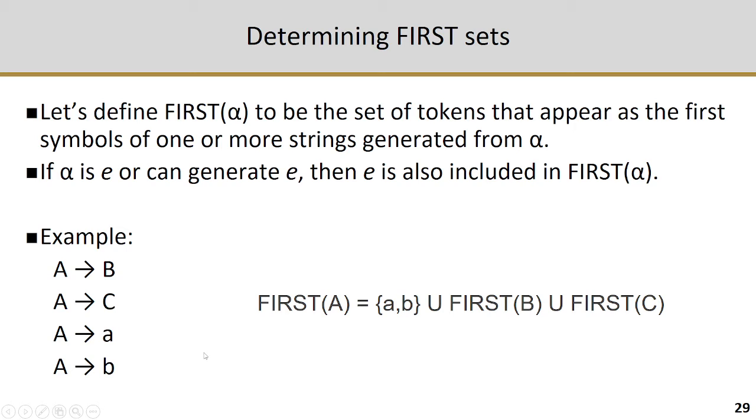How can these kinds of first sets be defined? We will have a more precise formal definition, but just to have an impression of it, if the right-hand side of the grammar rule starts with a token, then the token is included in the first set. If there is a non-terminal on the right-hand side, then the first set of the non-terminal is included in the first set of the non-terminal on the left-hand side.